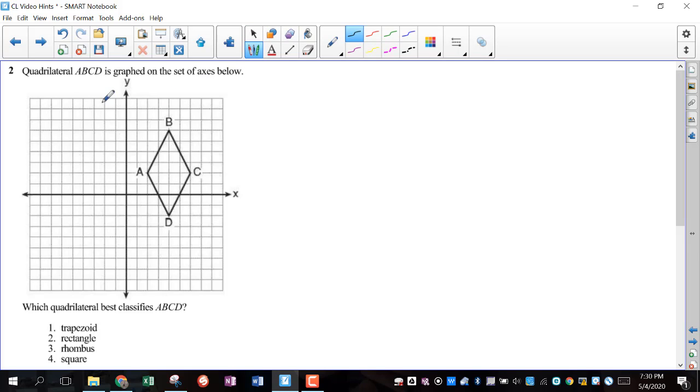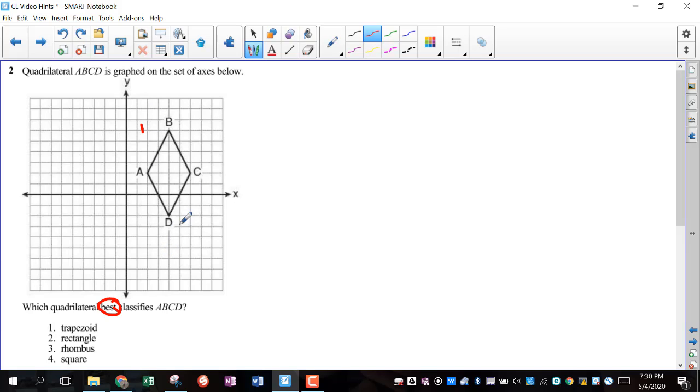So this question says, quadrilateral ABCD is graphed on the set of axes below. Which quadrilateral best classifies ABCD? So the word best is important here. We want the absolute best option. So it's not necessarily to say it's not one of these. It could be multiple, but which one's the best? Although by looking at it, it looks like one very specific quadrilateral here.